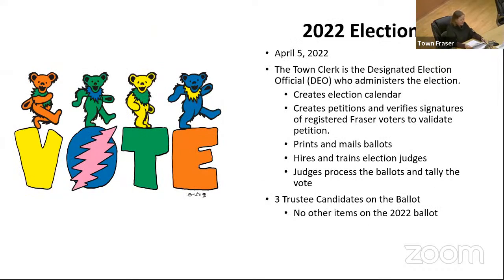So the town clerk is the designated election official for the town, which means I administer all of the elections, and our election will be April 5th. And a small recap of the elections: the clerk creates the election calendar. I create the petition, and I verify the signatures of registered Fraser voters to validate the petition. I'm the one that creates the ballots, and I would also print and mail the ballots.